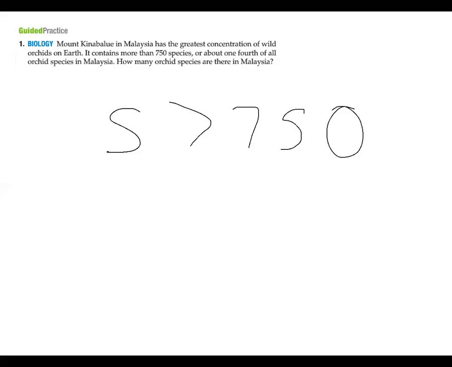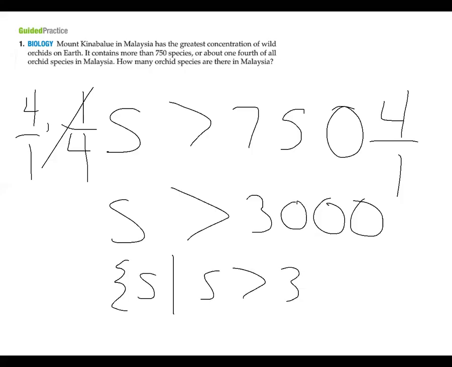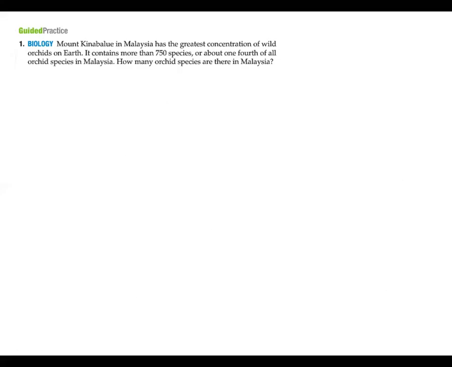And that's about 1/4 of all the orchid species in Malaysia. So if S represents the number of orchid species in Malaysia, then 1/4 of S should be greater than 750. So to solve that, multiply both sides by 4/1. And I get S is greater than 3,000. Okay, so the set would be the set of all S such that S is greater than 3,000. And that means that there are more than 3,000 species of orchids in Malaysia. Cool stuff, huh?